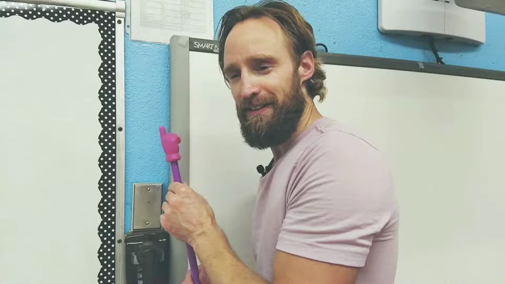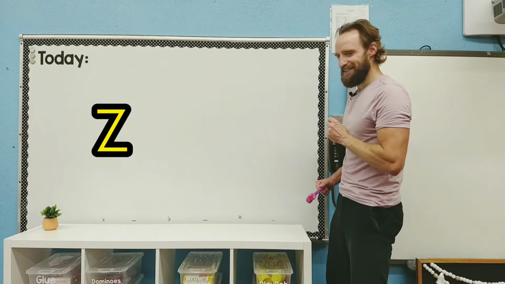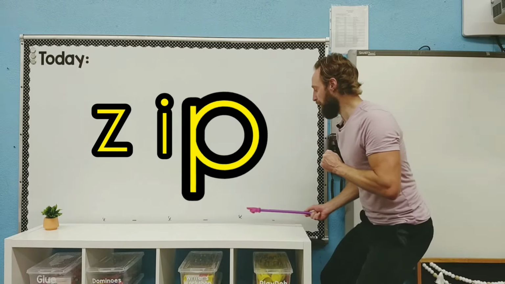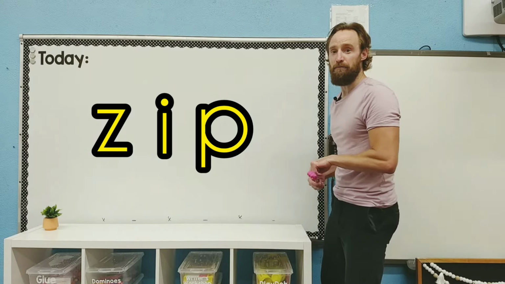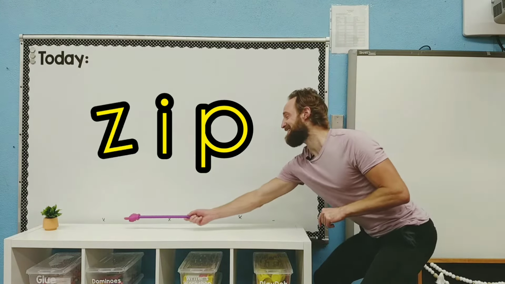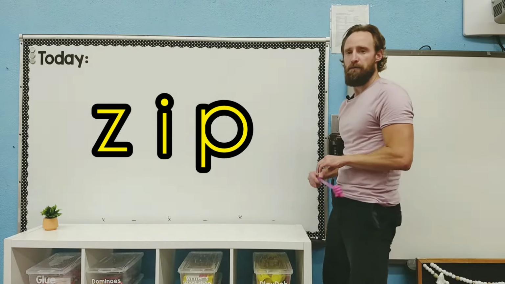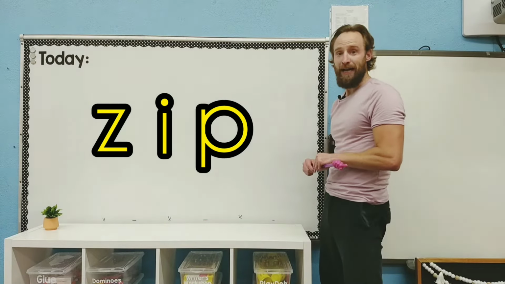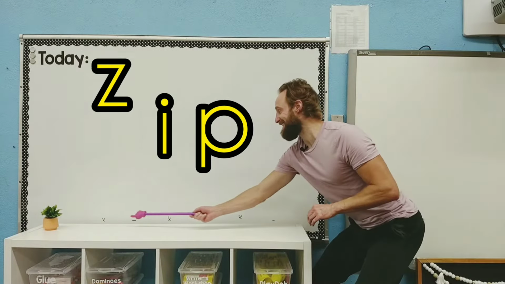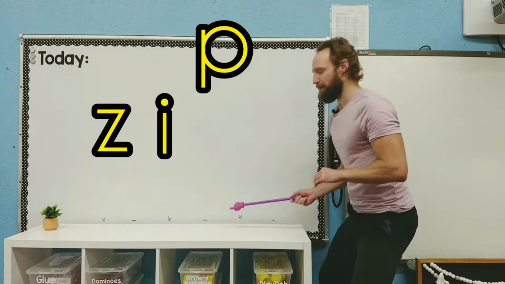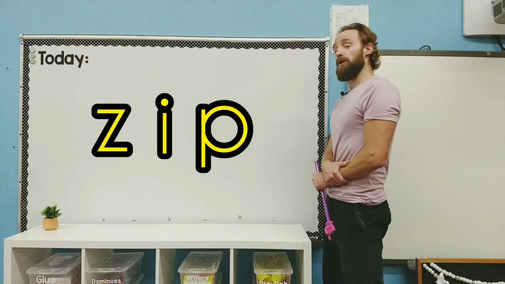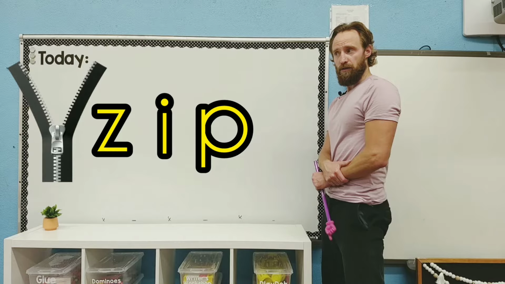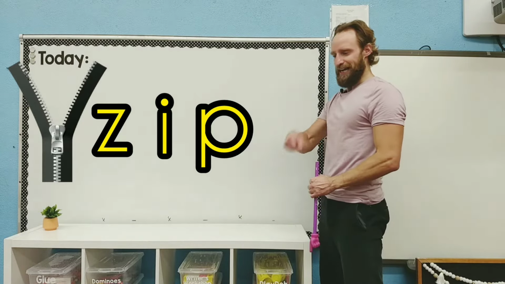Give me some letters. Okay, we have Z-I-P. Break that word. Z-I-P. Now let's blend it. Keep sounds coming out the whole time. Ready, ready, blend it. Zip. Now let's read it. Ready, ready, read. Zip. Is zip a real word or a silly word? Zip is a real word. I could zip my jacket.